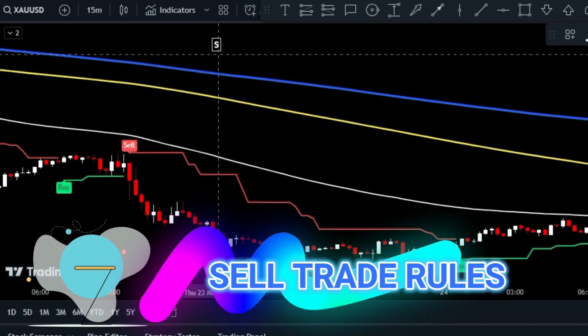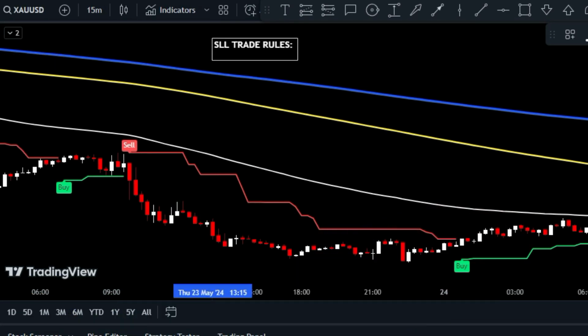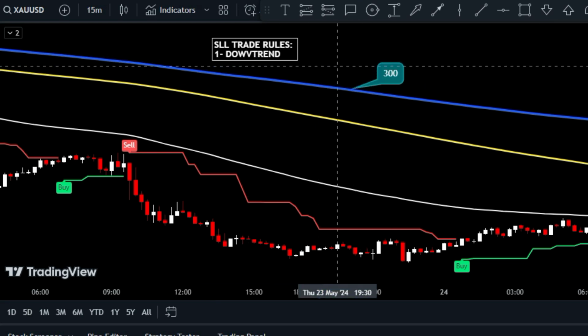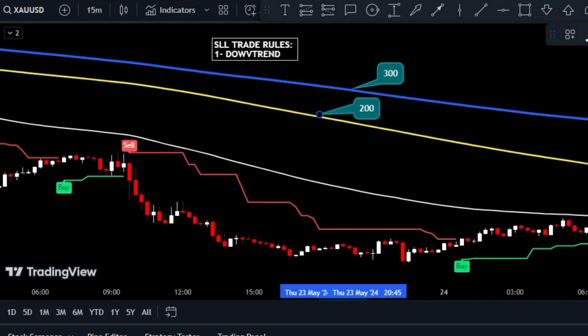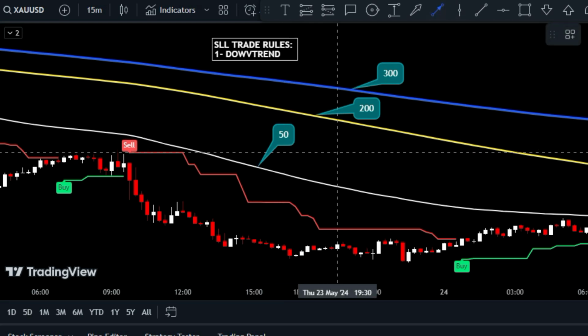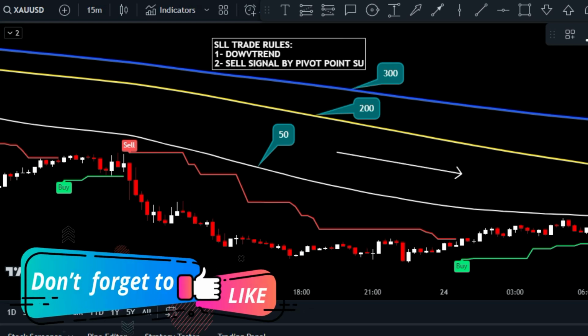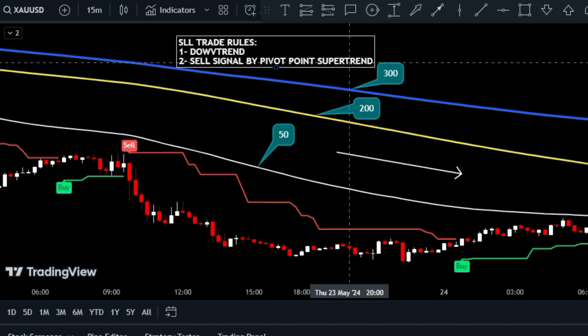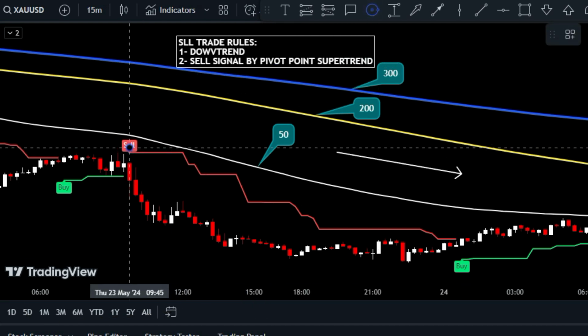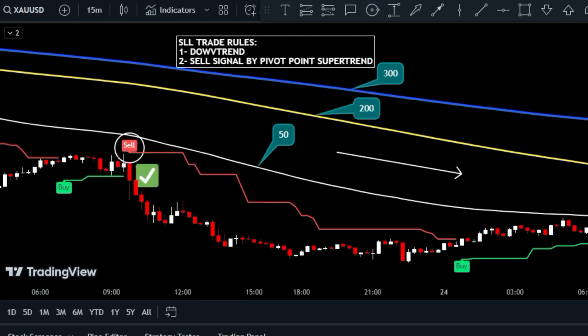Alright, let's break down the sell trade entry rules. First things first, we gotta spot a downtrend on the chart. Remember, the white line should be below the yellow line, and those two lines should be below the blue line, and the price needs to be under all moving averages. After that, look for a sell signal from the pivot point super trend indicator. Once you've got all that lined up, you're clear to open a sell position.